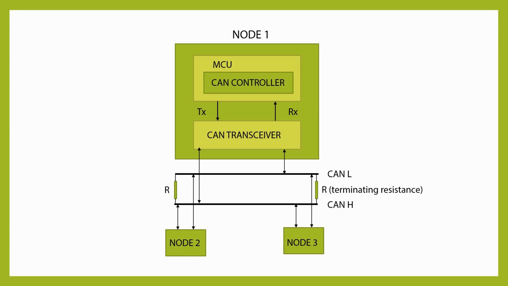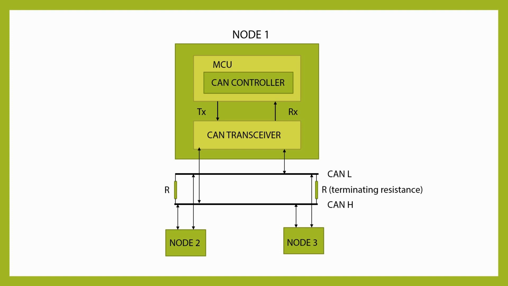So to give a differential signaling, we need to provide TX and RX to the CAN transceiver, which in turn converts the signals to the required format and gives it to the CAN low and CAN high lines, which will in fact create a differential signaling. And we have a terminating resistance at each end of the bus due to reflection and other problems that we know in electrical engineering. And as you see, there are two more nodes connected in the same way. So this is how a typical node looks like.